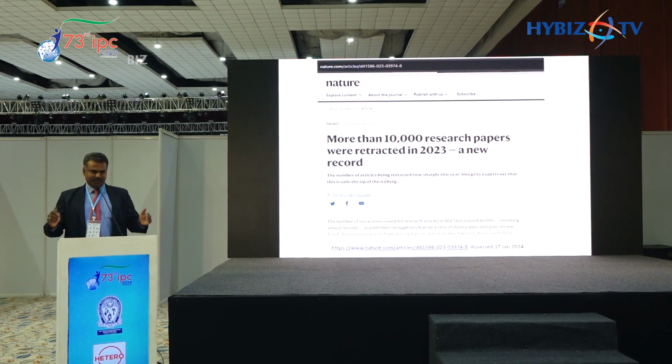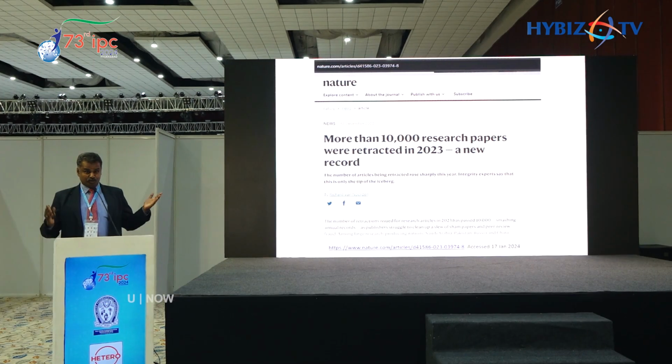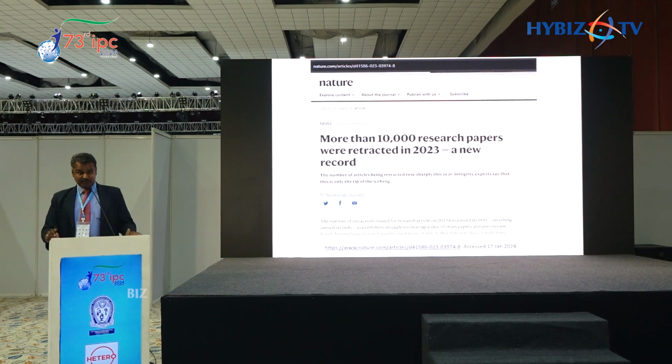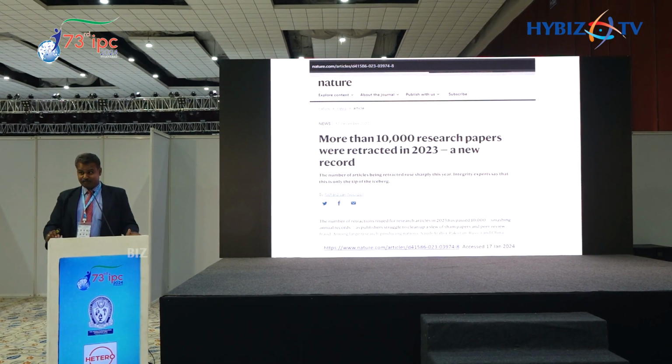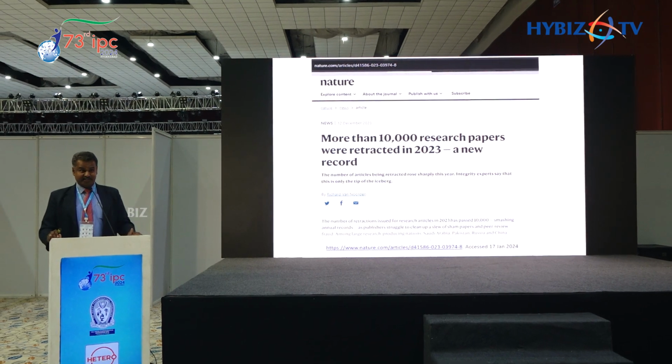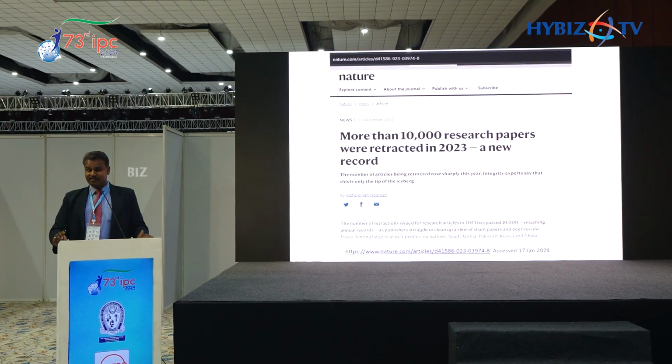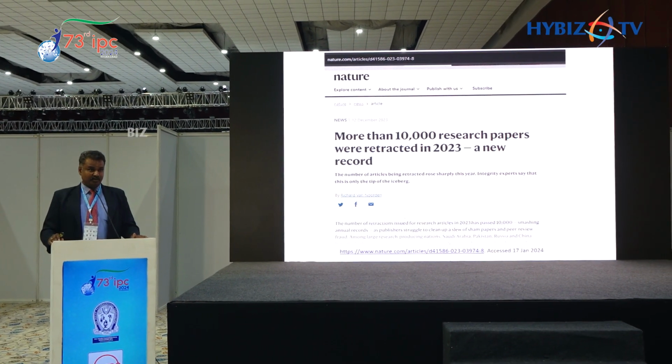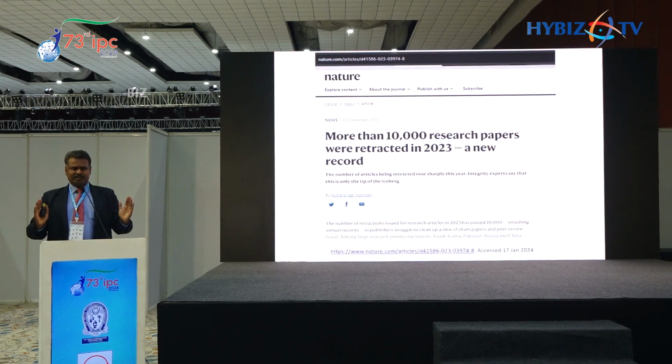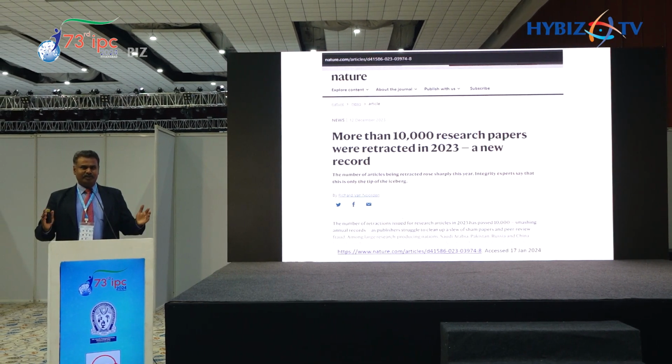It is in the history of publications. Nature published more than 10,000 papers indexed in Web of Science, Science Citation Index Expanded, or Social Sciences Citation Index, or Arts and Humanities Citation Index, or Emerging Sources Citation Index. So everyone starts trying to publish, but at the end of the day they do not know where to publish.